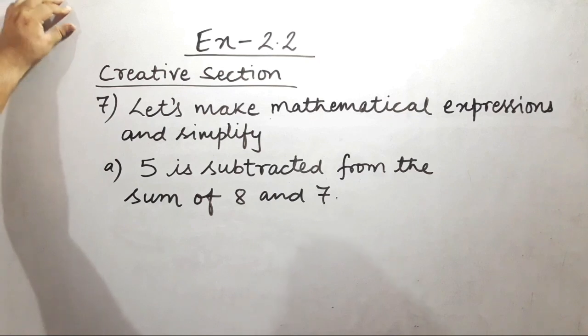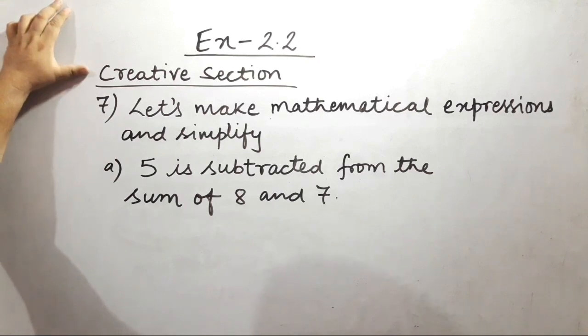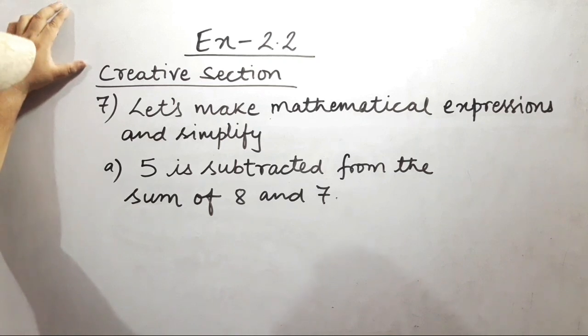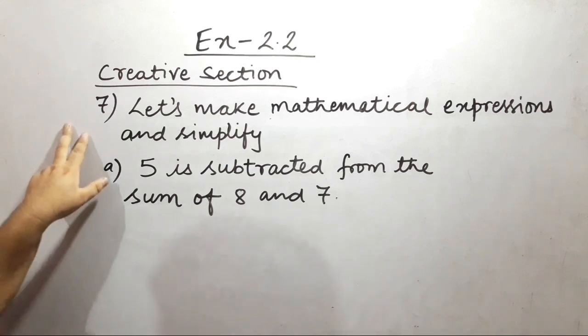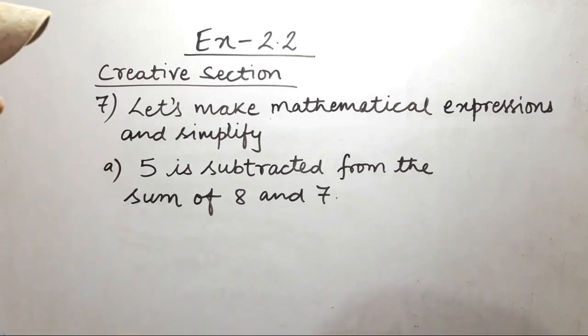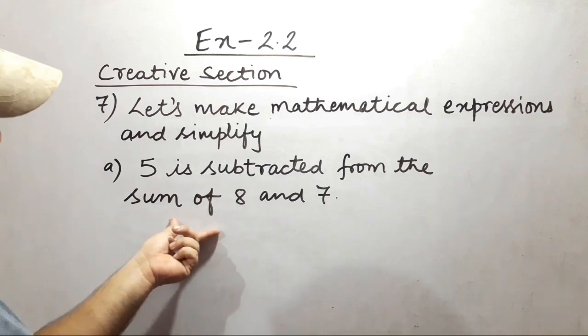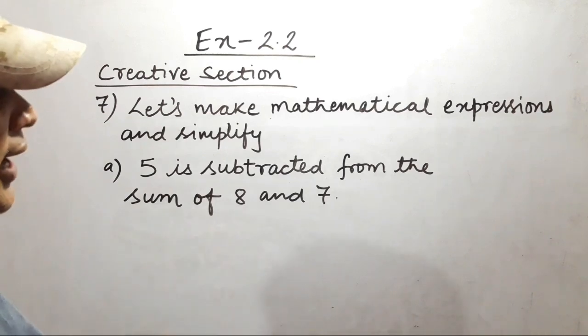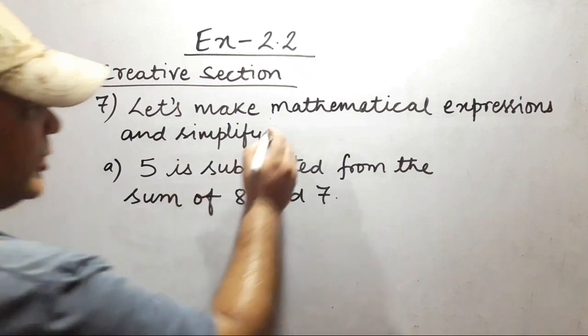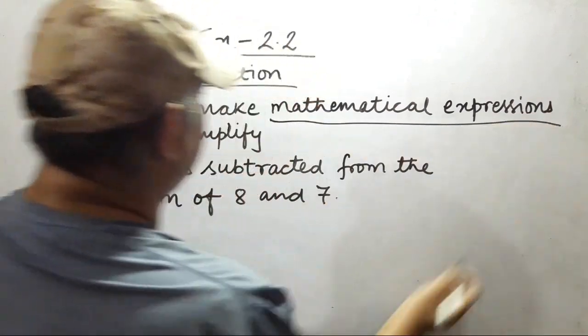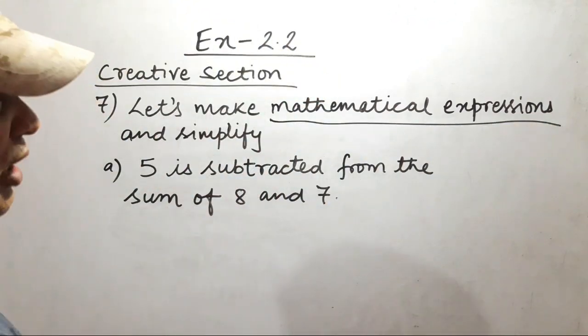Let's start the exercise. Exercise 2.2, creative section. I request students to attempt the general section at first, then after that you can come to the creative section. So question number 7, let's make mathematical expressions and simplify. Here we are given in the statement form, that is in the sentence form, and we have to convert this sentence into the mathematical expression by putting the symbol for mathematical operation.